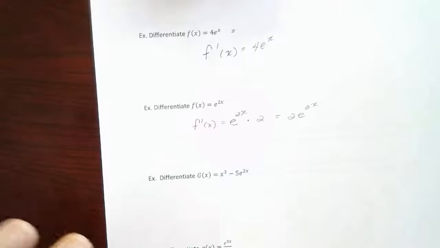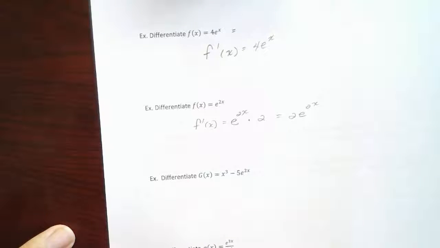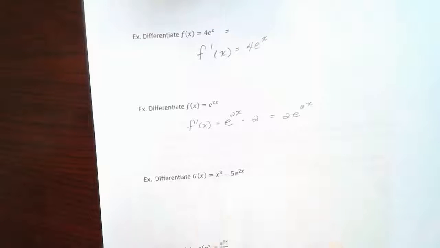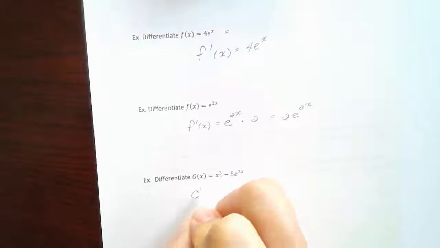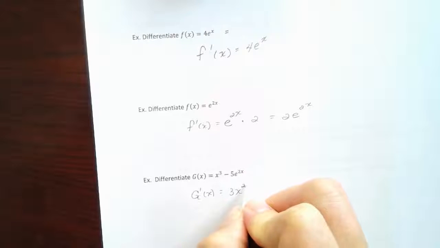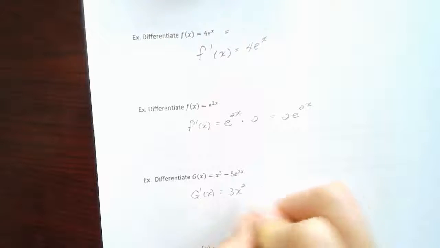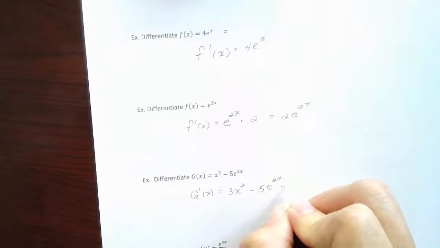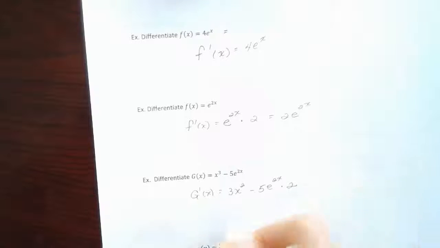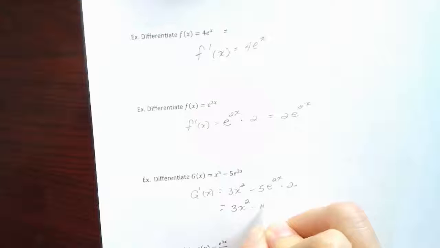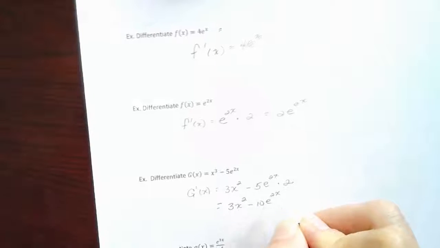If I do the derivative of this next function, we're going to have to use the addition and subtraction rule along with our chain rule for our e. So g prime of x will be 3x squared, and then minus 5 times the derivative of e to the 2x, which is e to the 2x times the derivative of the 2x, which is just 2. So this will be equal to 3x squared, and 2 times 5 is 10, so minus 10e to the 2x power.